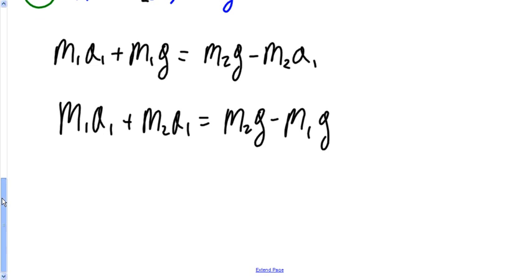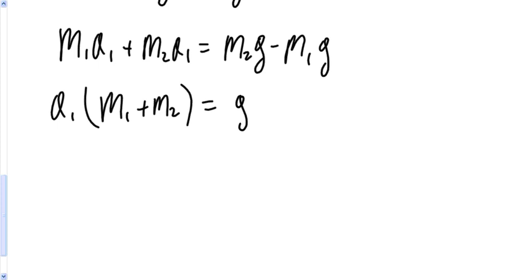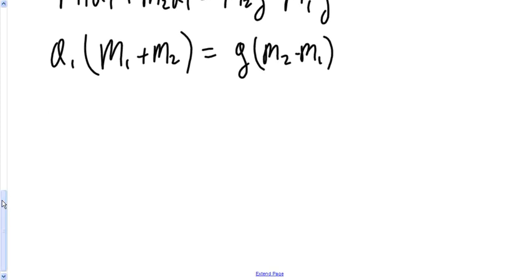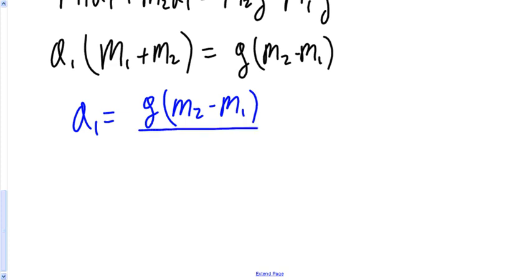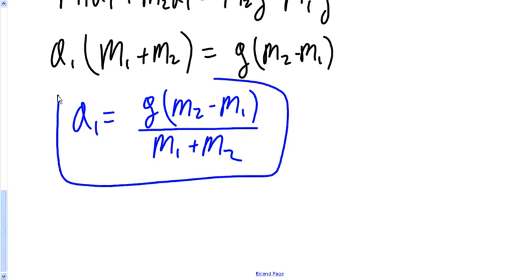Now I'm going to factor out my A1s and my G's, and I find that A1 times the mass of 1 plus the mass of 2 equals G times the mass of 2 minus the mass of 1. And now I can solve for A1, because again, remember we were trying to solve for the acceleration of the system. And I'll find that A1, when I divide it all out, is G times M2 minus M1 divided by M1 plus M2. And there it is. We've solved for the acceleration of the Atwood machine.